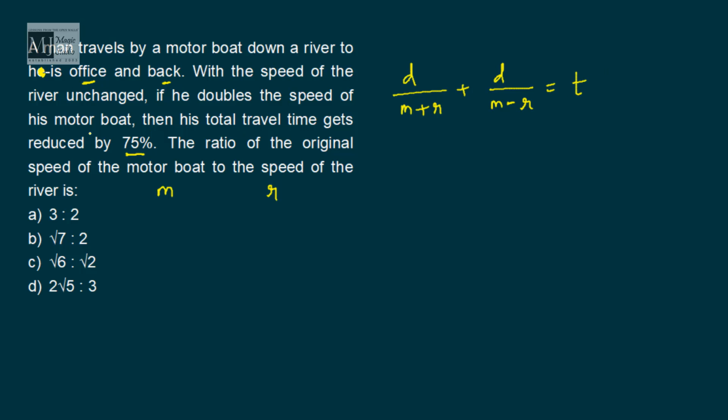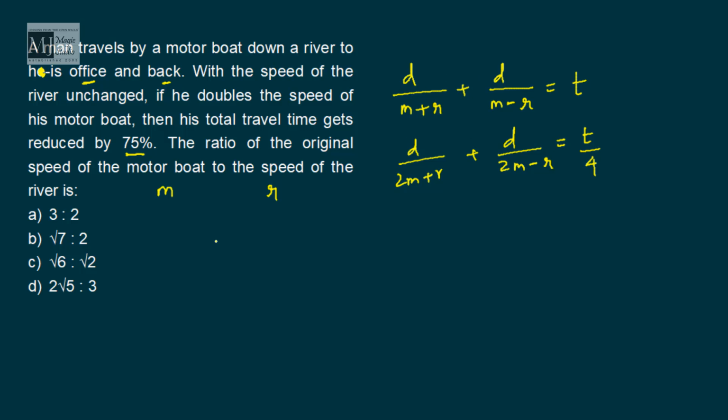Now what he is doing, he is doubling his speed. That means d upon 2m plus r plus d upon 2m minus r. Now this is the new time. New time is 75% reduced from the original time. That means it should be 25% of the original time. That is 1/4 of the original time.